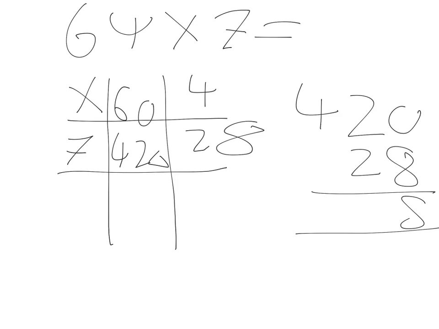0 plus 8 is 8. 2 plus 2 is 4. 4 plus nothing is 4. So your answer would be 448.